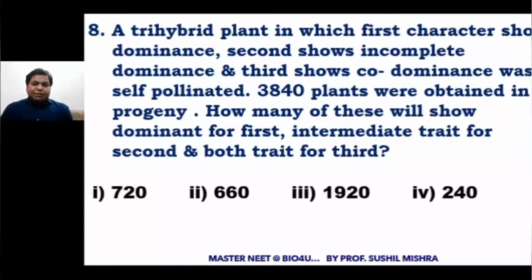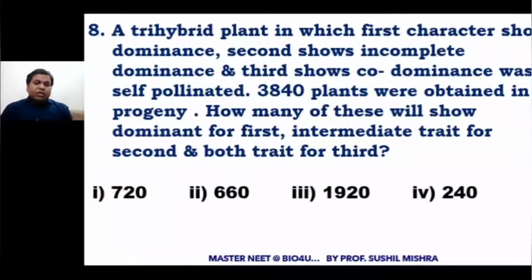A trihybrid plant in which the first character shows dominance, the second shows incomplete dominance. Incomplete dominance, we know red and white cross, we get pink. So that is called incomplete dominance. And the third shows codominance. Codominance is the case where both characters are equally expressed. In both incomplete dominance and codominance, our ratio is 1:2:1, genotypic as well as phenotypic ratio.